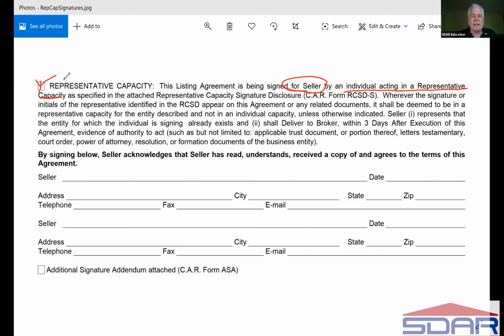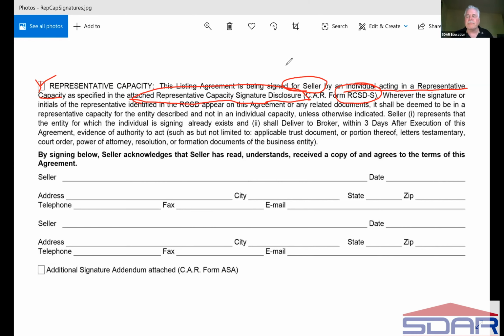So, by an individual acting in a representative capacity as specified in the attached representative capacity signature disclosure. In this case, it is the RCSDS. There are no changes to that form in the June publish. There is a change to the buyer's form, the RCSDB, the representative capacity signature disclosure for the buyer. I would recommend that you take a look at the form, and again, send me an email and I'll send you all that stuff.